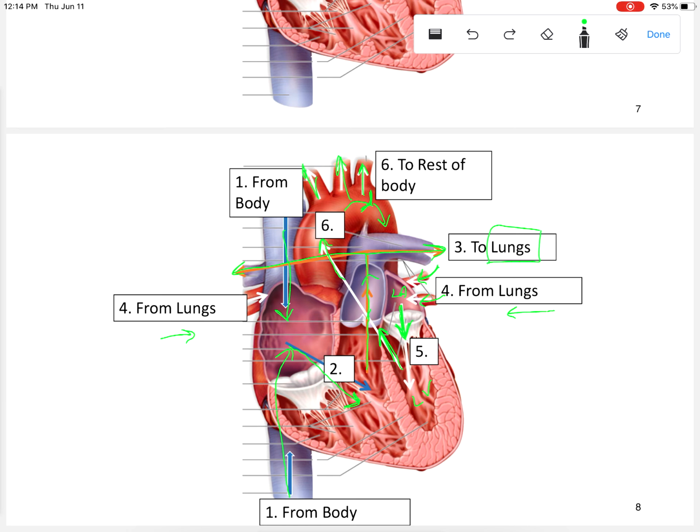Be prepared for questions on your lab quiz where I ask you to fill in the blank. For example, if it says left atrium, blank, left ventricle, you know the answer would be bicuspid or mitral valve.